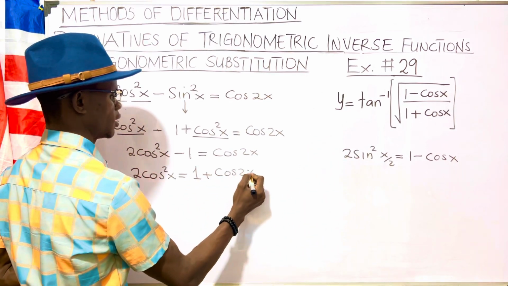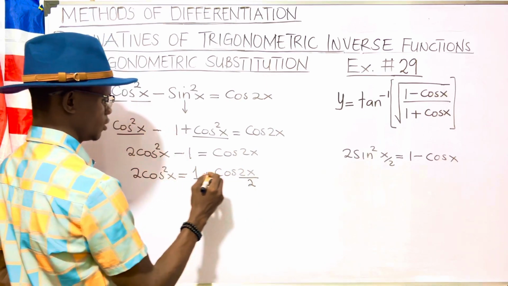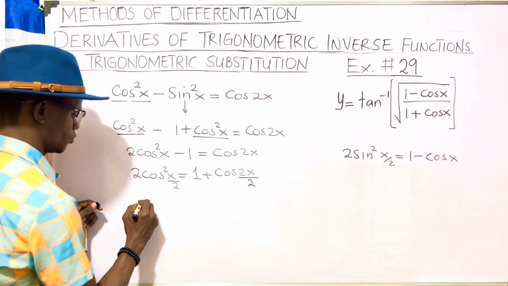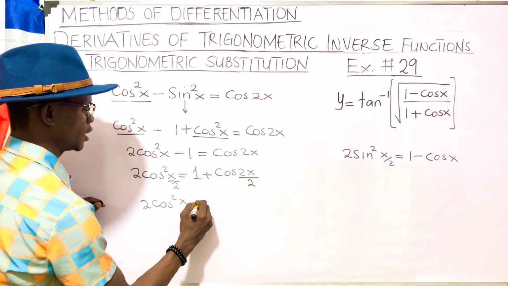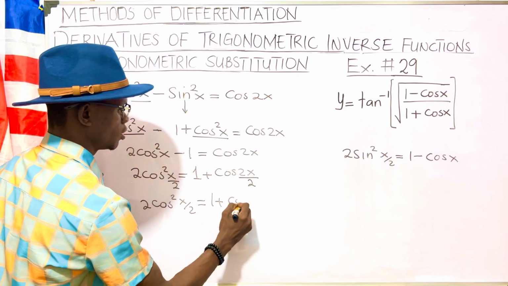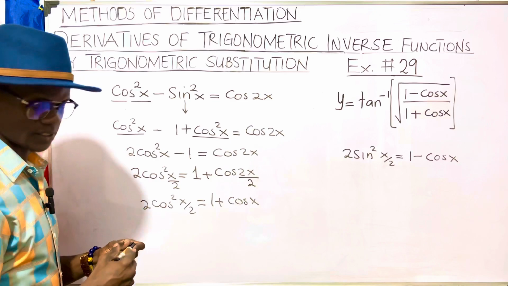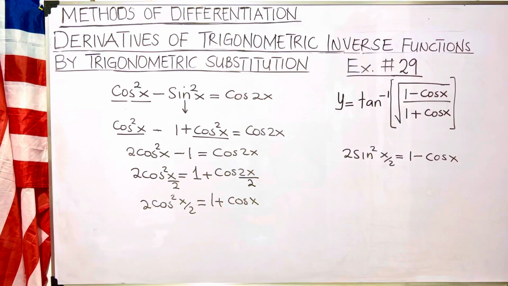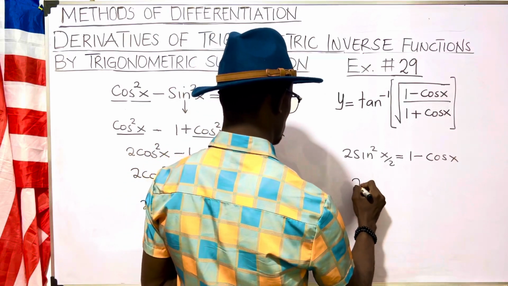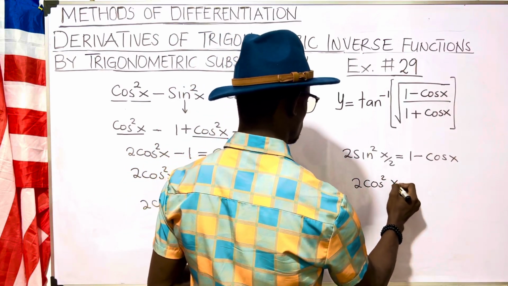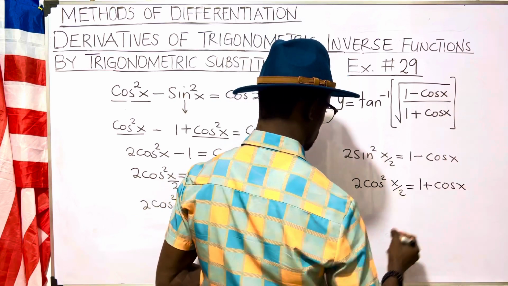But we don't need 2x, we need just x. So we can divide each angle by 2. So 2 cos square x over 2 is equal to 1 plus cos of x. So this is another identity that we have: 2 cos square x over 2 is equal to 1 plus cos of x.